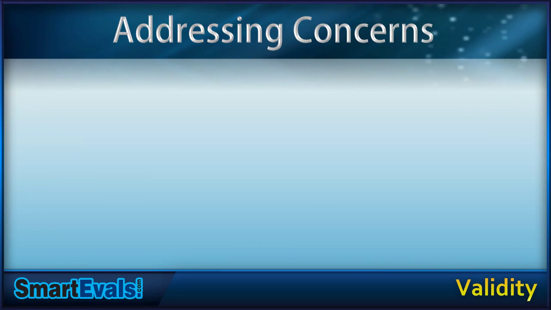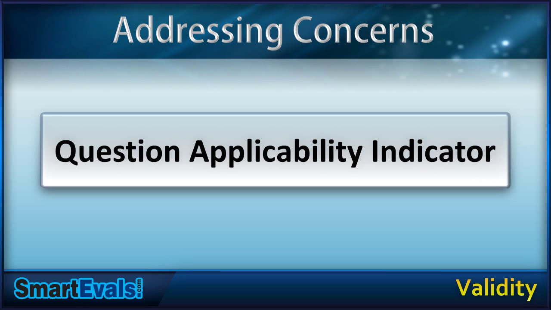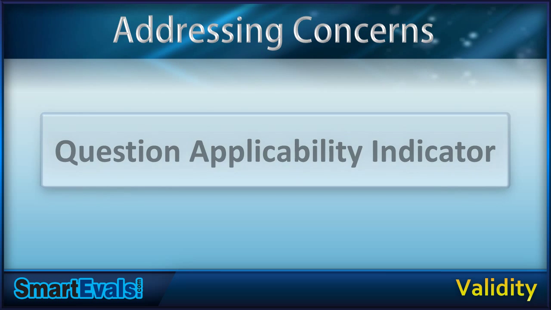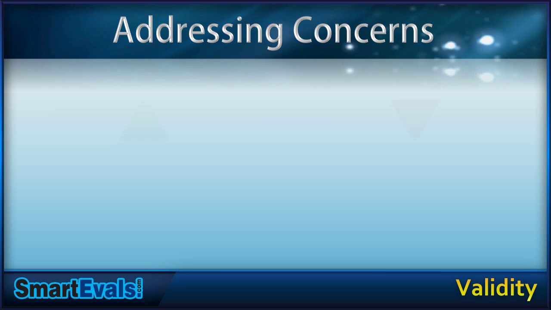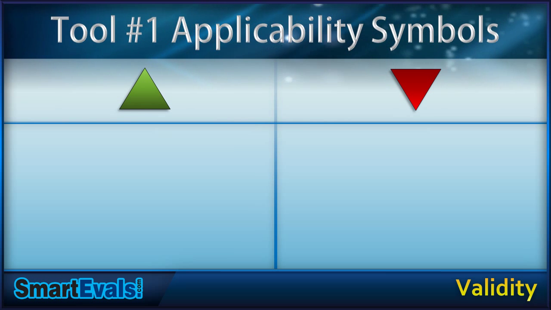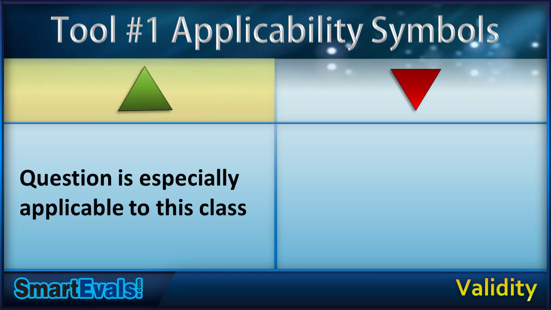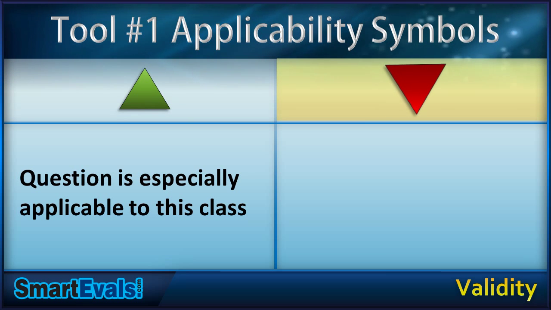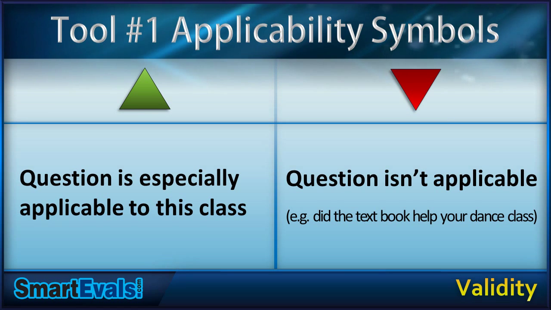Here's some great news for you. We've created a tool that you are going to love. It's called our Question Applicability Indicator. When an instructor views any report on our system, they'll notice there are symbols next to each of the questions. If you click on the symbol, you can designate how applicable the question is to one or all of your classes. An up arrow means it's especially applicable, and a down arrow means it's not at all applicable. This is a great way for instructors to get their voices heard.